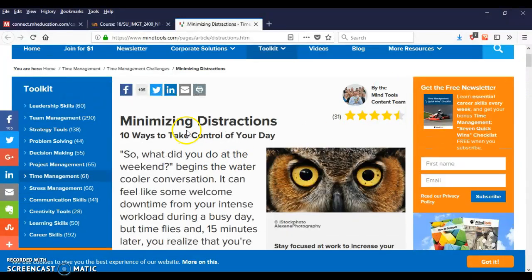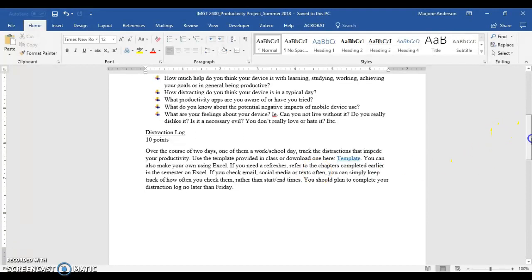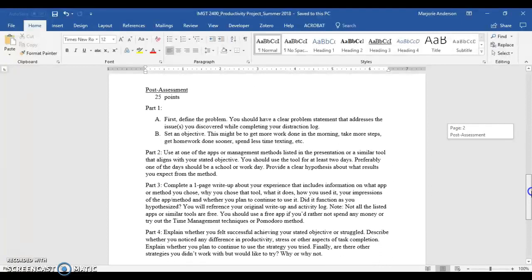Now, the word minimizing is really important here because we cannot eliminate distractions. If my kid falls off of the swing at school and needs to go to the emergency room, I'm going to leave work. That's a distraction that has to be dealt with. Distractions might also be positive. So we want to minimize the distractions that are pulling us away from what we want to be doing. So that's the second section. Just let me know over the course of 2 days what is causing distractions.